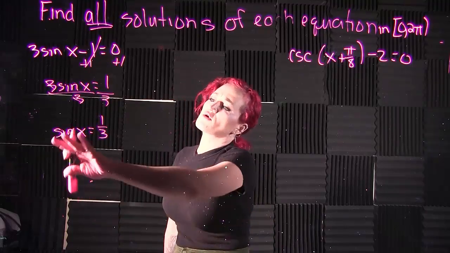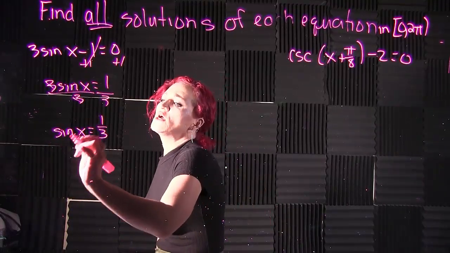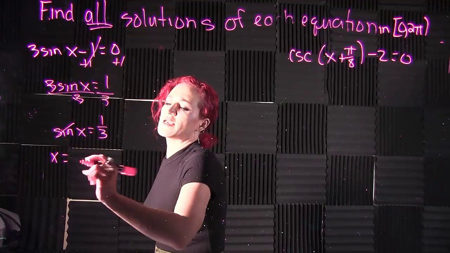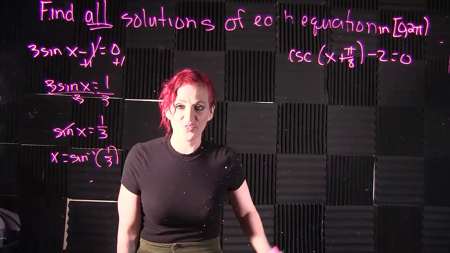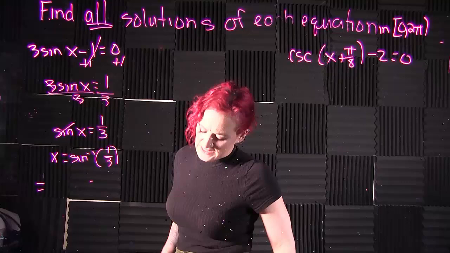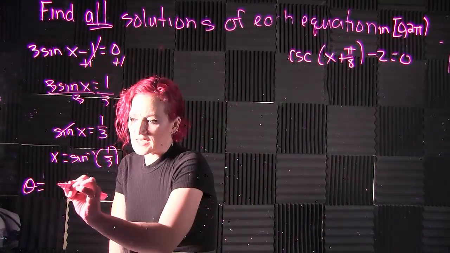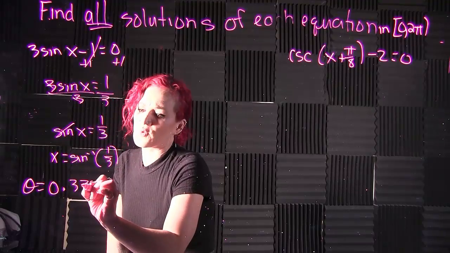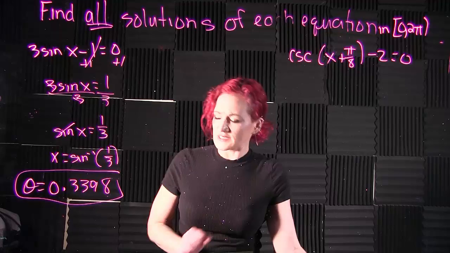In order to solve the following equation, we do need to take the inverse sine so that we cancel that out on the left, and x is equal to inverse sine of 1/3. So you can just type this in the calculator, and when we type that in the calculator, we are given that theta is equal to 0.3398 when we do round to 4 decimal places.